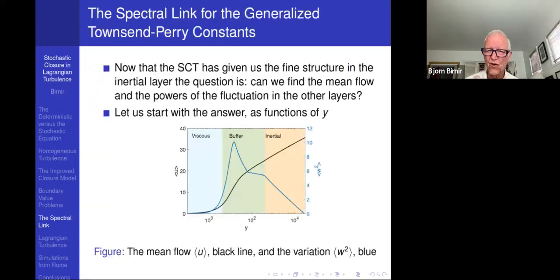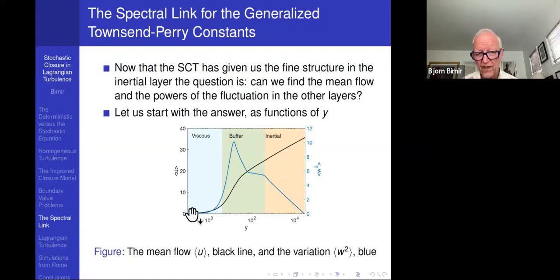We saw that the stochastic closure theory could give us the fine structure in the inertial layer, but can we find the structure in the viscous buffer inertial layer and the wake? The wake is basically a model proposed by von Karman, and that holds up quite well. But let's see if we can use the theory to get both the mean flow and the square of the fluctuation in the different layers. And here is the answer.